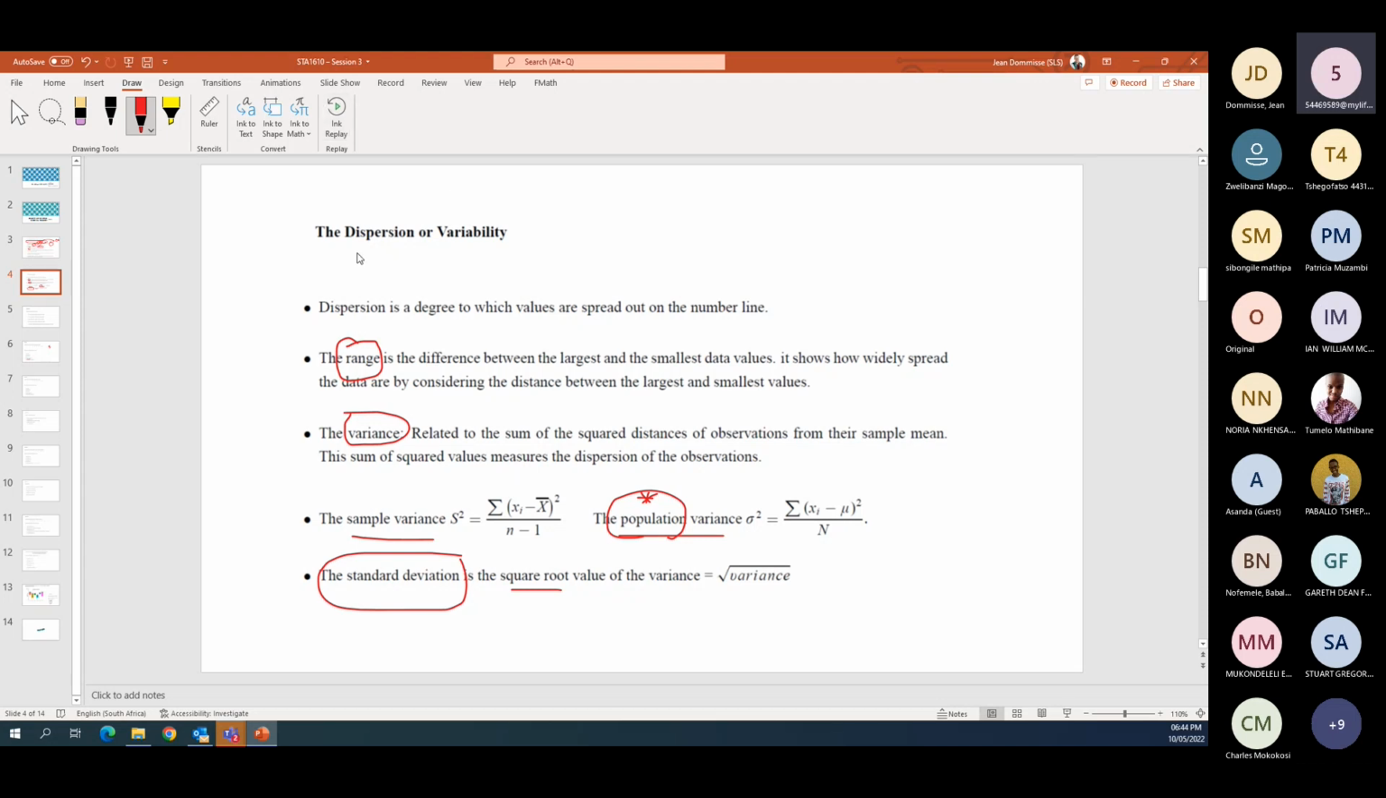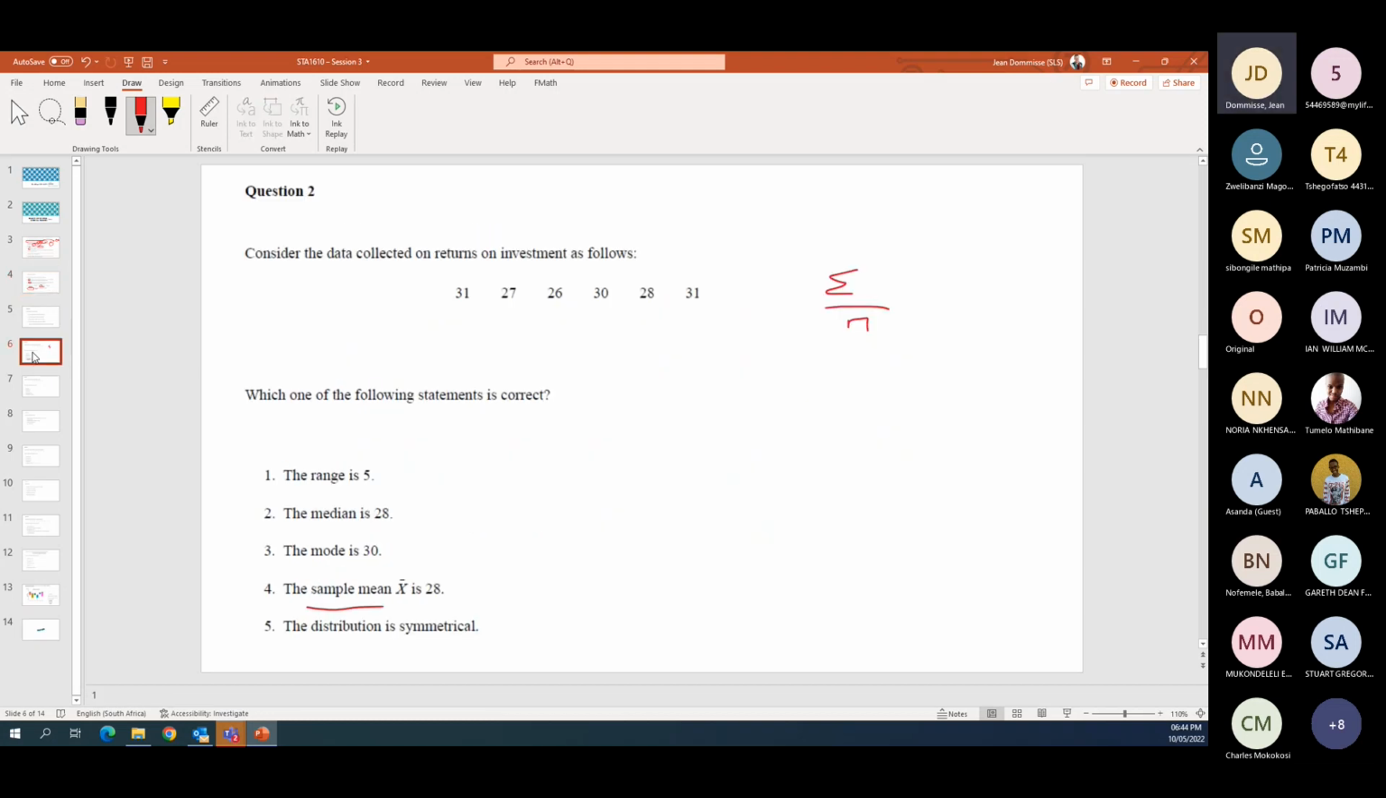Can you please explain the variance again? Okay, so let me show you on this example how we will look at variance. To get to variance, let's order the data first.